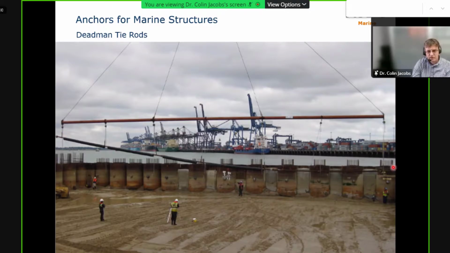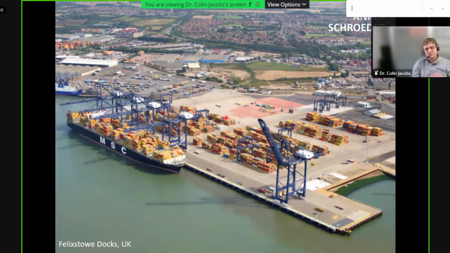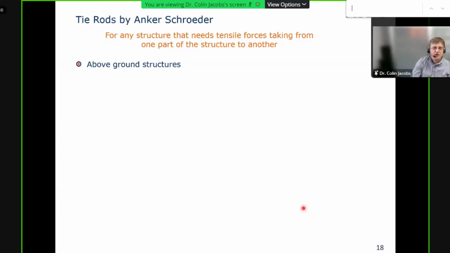So here's our tie rod being installed. It goes from the front wall along down to the rear wall. So we basically anchor back the front wall. And this sort of project is where the majority of our tonnage goes. As you can imagine, far more tons go into a project like this than a general steel arch bridge. But nonetheless, the bridge work is just as important to us.